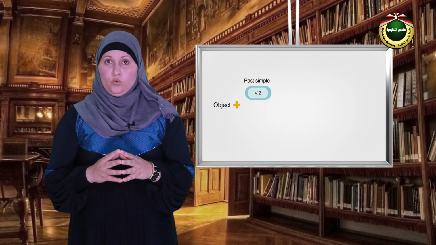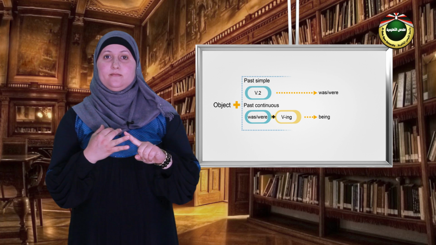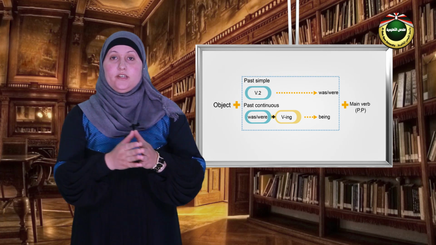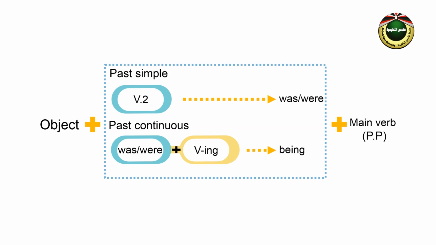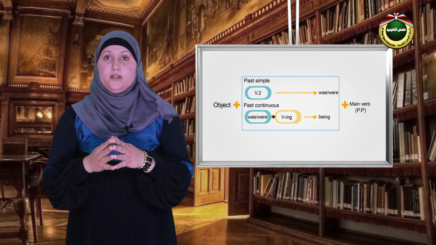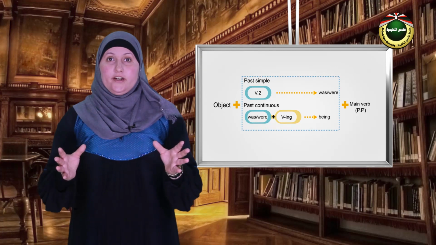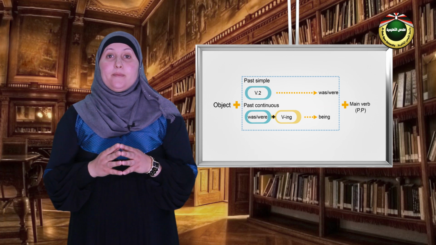Now, we need to focus more on some past tenses, which are the past simple and the past continuous. In order to change from active into passive, you have to put the object at the beginning, look at the verb. If it is past simple, that's verb 2, use was or were according to the object. Past continuous, which is was or were plus verb ing, use being. And finally, put the main verb in the past participle form.